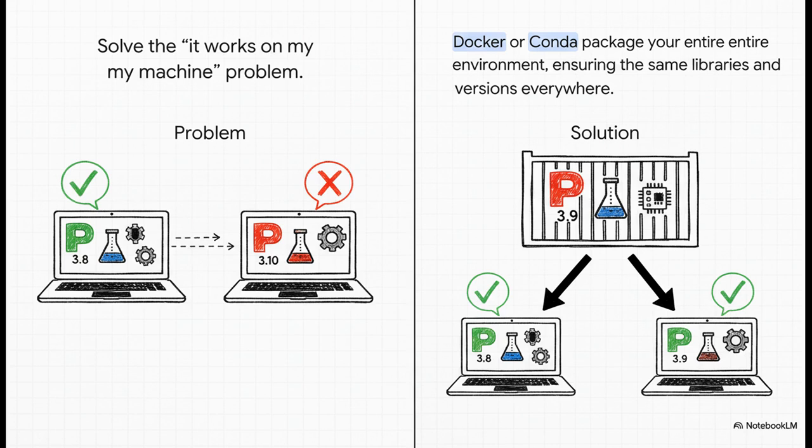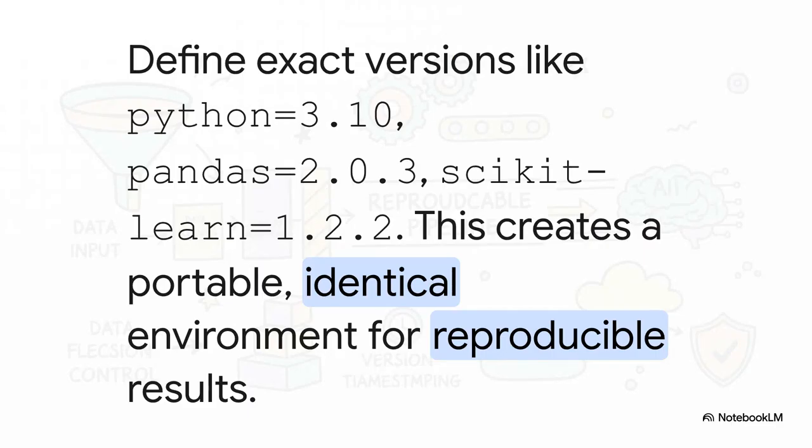They let you package up your entire software environment. By defining every single dependency and its exact version in a file like this, you basically create a portable, identical little universe for your code to live in. You can spin it up anywhere, on your laptop, on a teammate's machine, on a production server, and it's always the same. This totally eliminates the environment as a source of error. Same code, same environment, same results, every single time.